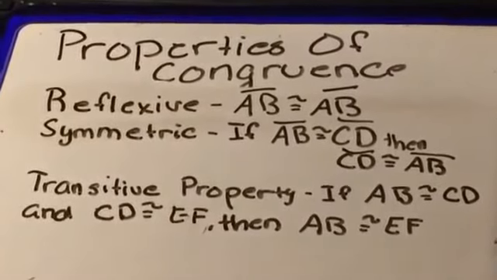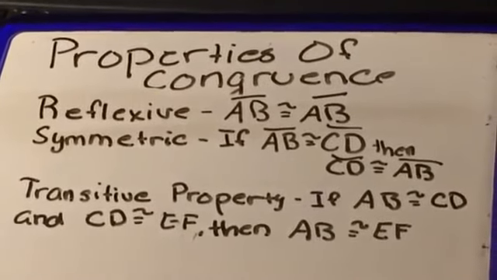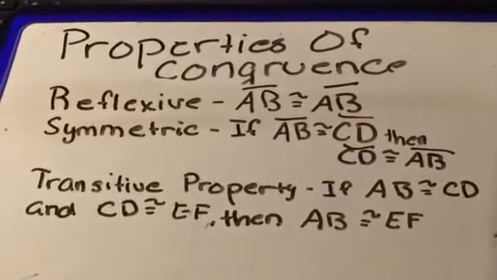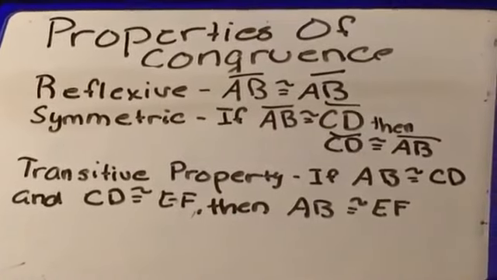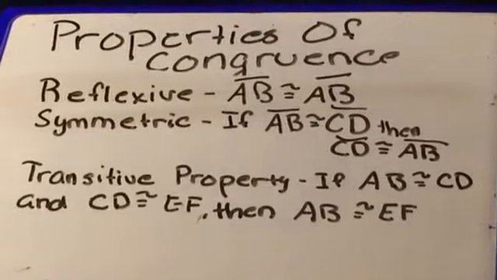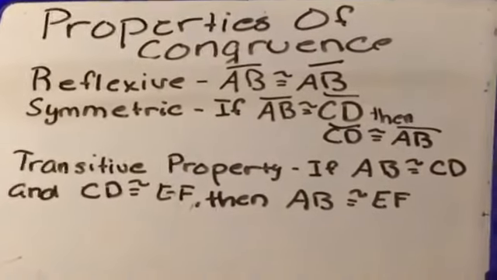The symmetric property says we can interchange the sides of an equation, and the equation is still a true statement. For example, if segment AB is congruent to segment CD, then segment CD is congruent to segment AB.